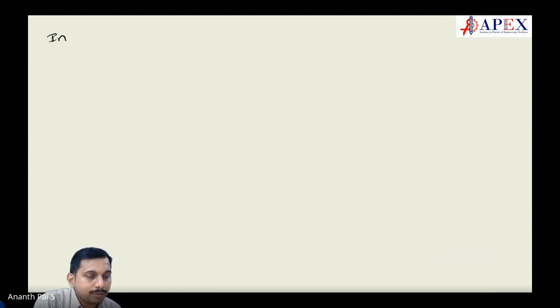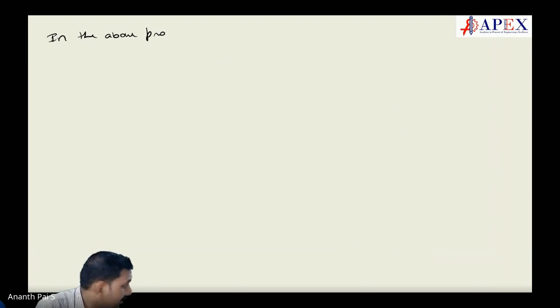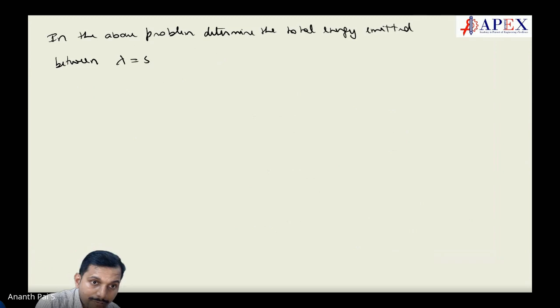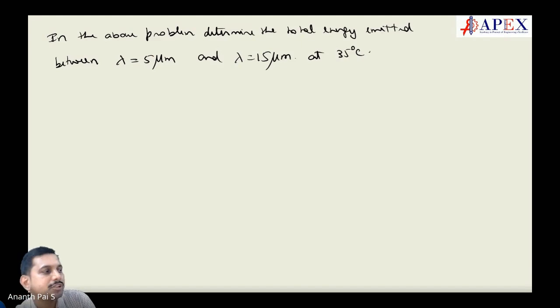Now, in the above problem, determine the total energy emitted between lambda equal to 5 micrometer and lambda equal to 15 micrometer at 35 degrees. In that range, what is the total energy? Let us see.